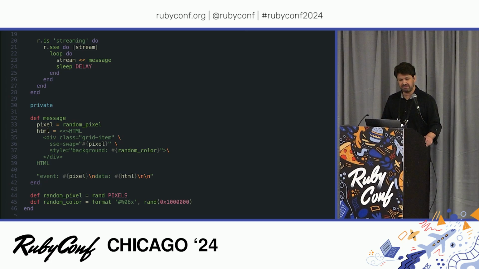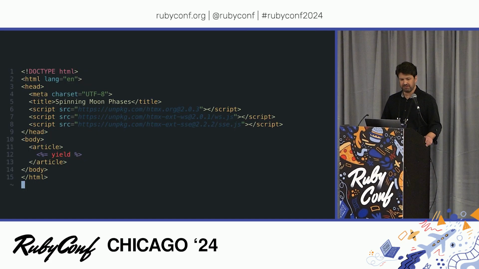So we have a div. The class is going to be a grid item. And we're going to SSE swap. So we're going to use the HTMX SSE extension to just swap the div with the pixel number of the pixel that we're wanting to swap with a random color. And then I just have a couple of Ruby methods down there below to pick a random pixel to give it a random color.